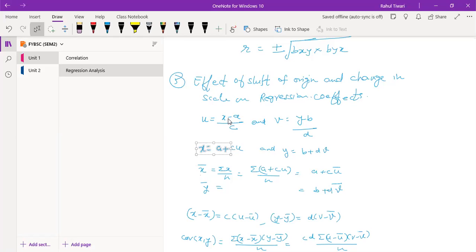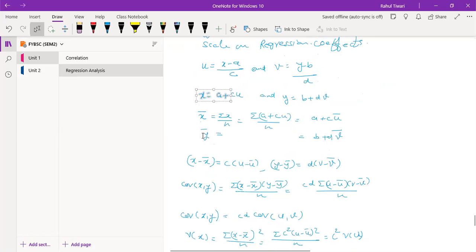Now, this is exactly the same thing we did in the case of correlation. We have to obtain x bar. You know how to obtain x bar. Just substitute the value. This will be a plus c times u, and when you simplify, this is going to be na, and this is going to be c times summation of u. Na upon n is simply a. Similarly, c times summation of u upon n is nothing but c u bar. So you get x bar is equal to a plus c u bar. Similarly, you can get y bar is equal to b plus d v bar.